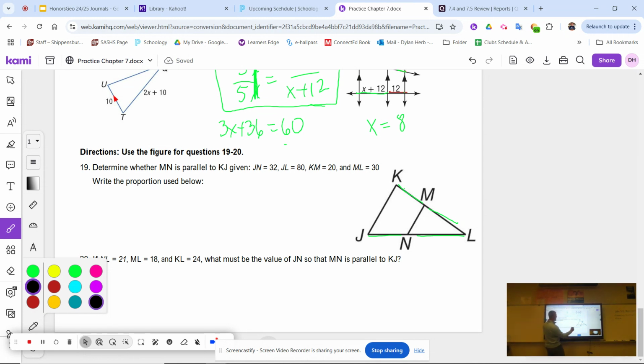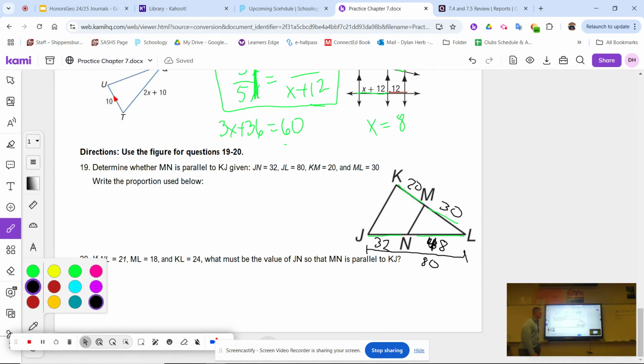So we can label this here. This is 32. JL, the whole length, is 80. So if I do some quick math, I can find what NL is there. So 80 minus 32 would be what, 60? No, well, 48. So that's 48. And then we can fill in the other two sides, so 20 and 30.